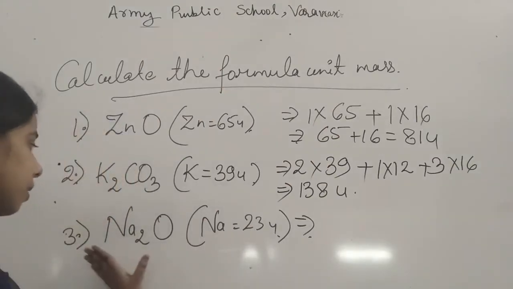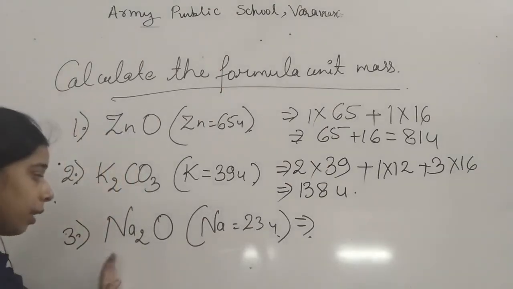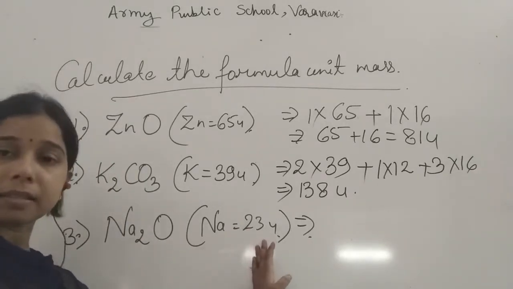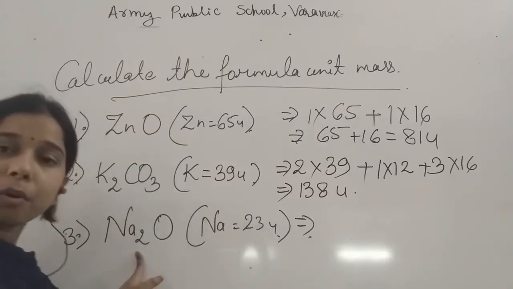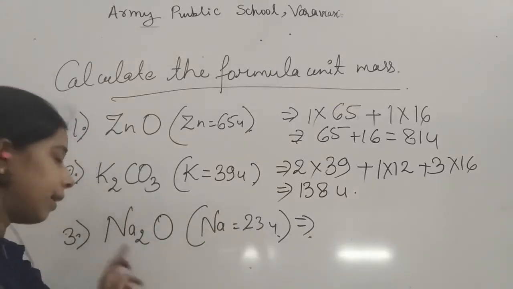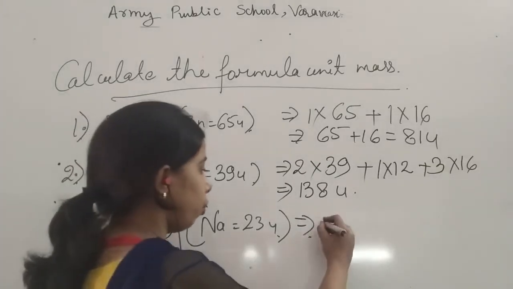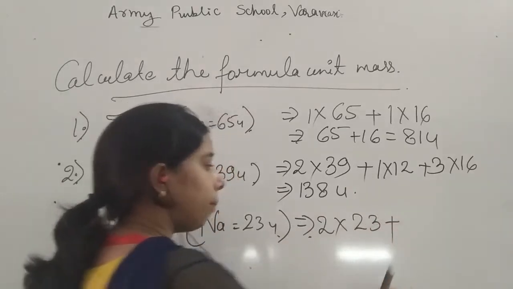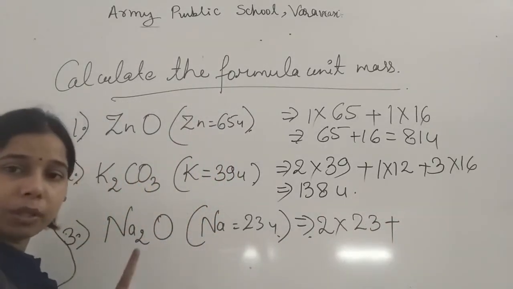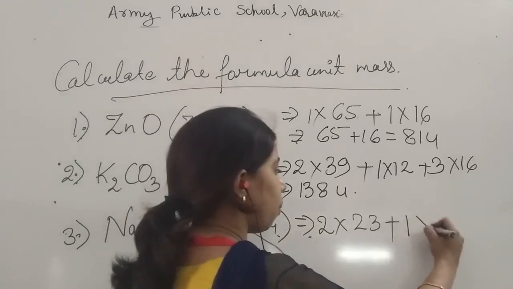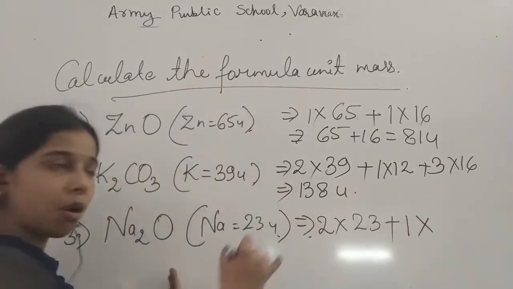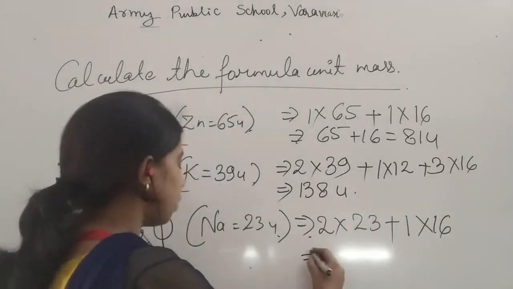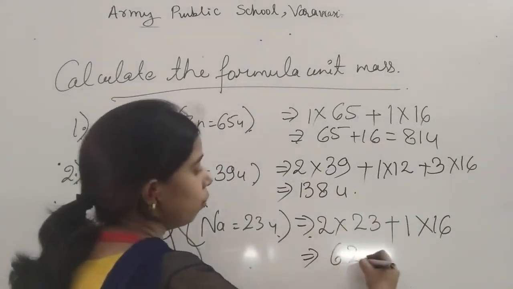Now see here, this is Na2O. In Na2O, the atomic mass of sodium is given here. How many atoms of sodium are attached here? We say that is 2. So we write here 2 into the atomic mass of sodium, that is 23, plus oxygen. Only 1 atom of oxygen is there, so we write 1 into the atomic mass of oxygen, that is 16. So this will be equal to 62.